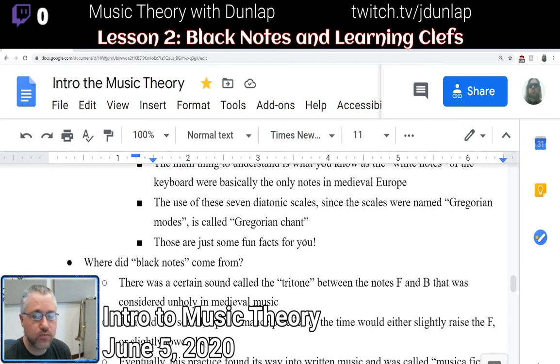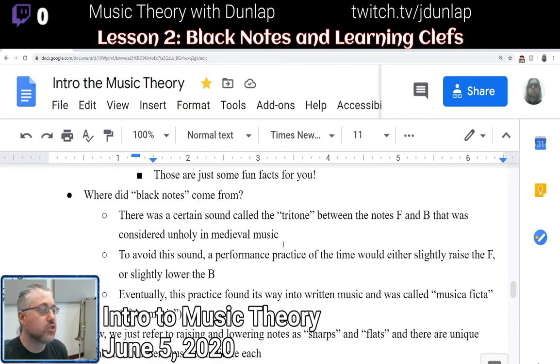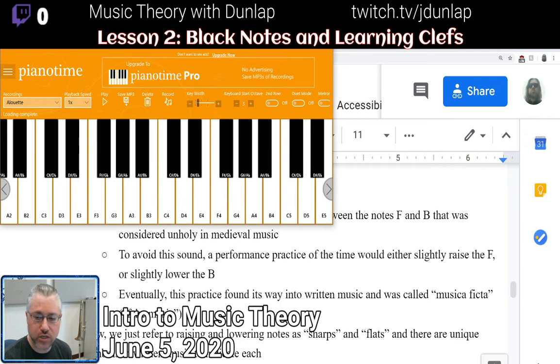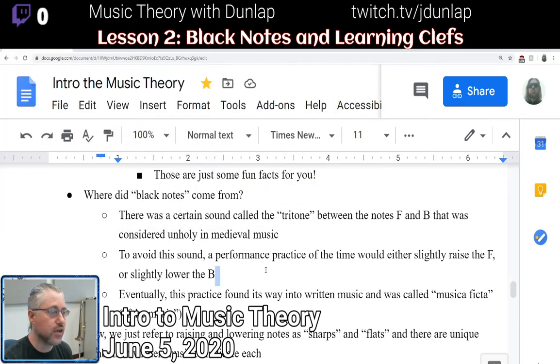And those are just some fun facts that I wanted to share with you, because it's the beginning of understanding where the black notes came from. There was a certain sound called the tritone between the notes of F and B that was considered unholy in medieval music. It's a very interesting, unique sound. It was known as the devil's interval.